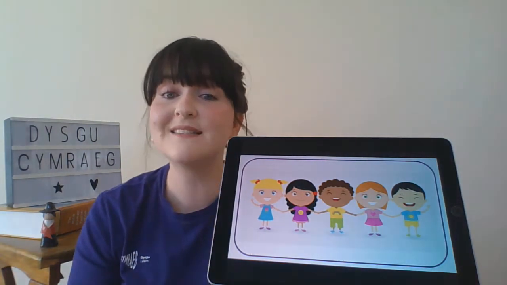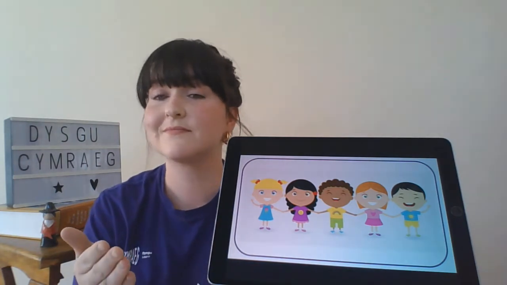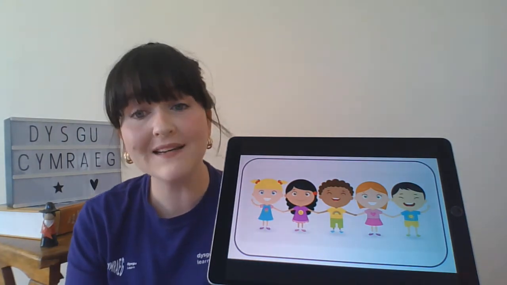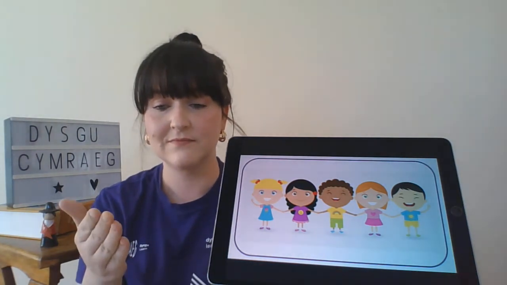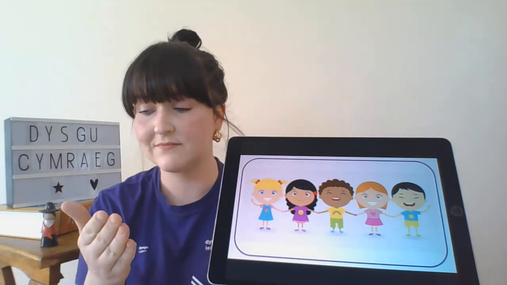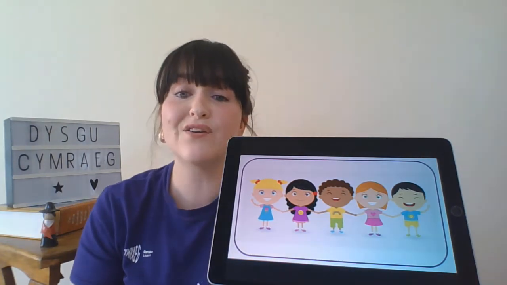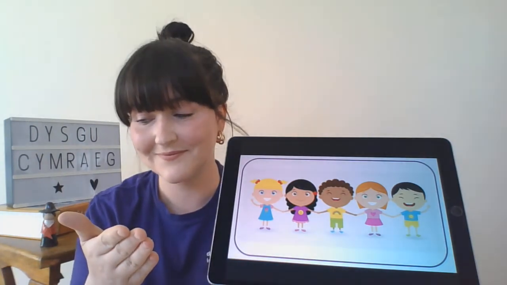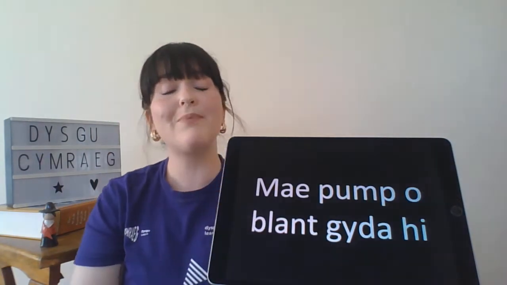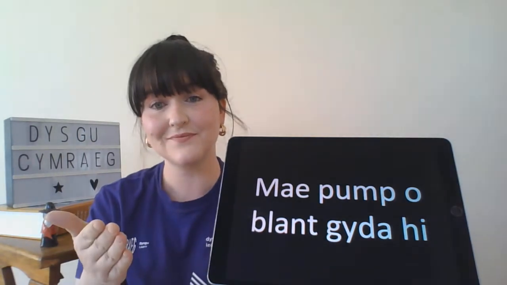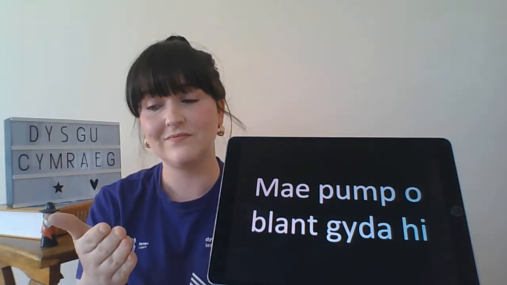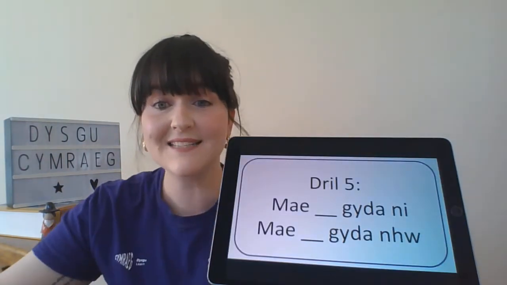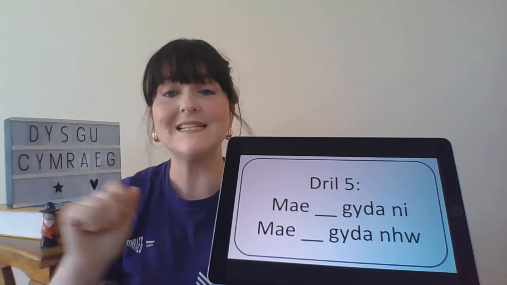Mae pump o blant gyda hi. She has five children. Mae pump o blant gyda hi. Da iawn, da iawn. Nesa, next, dyn ni'n mynd i symud ymlaen.